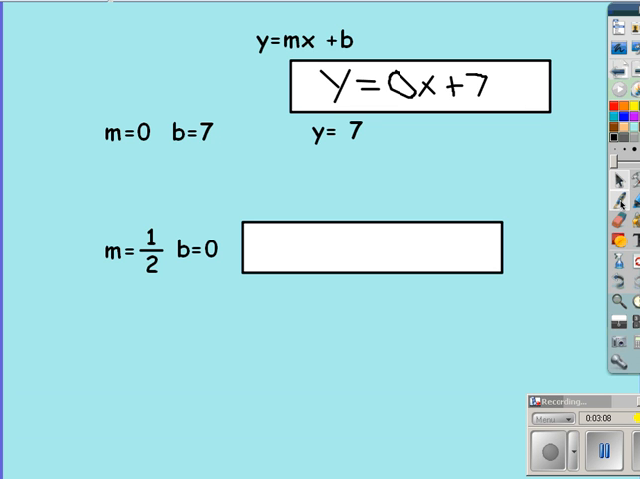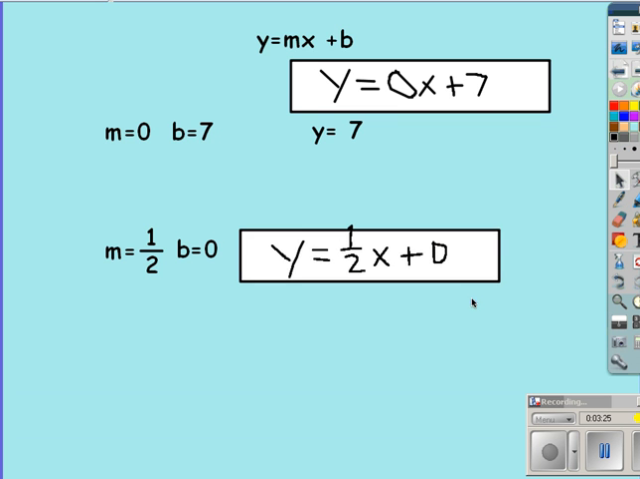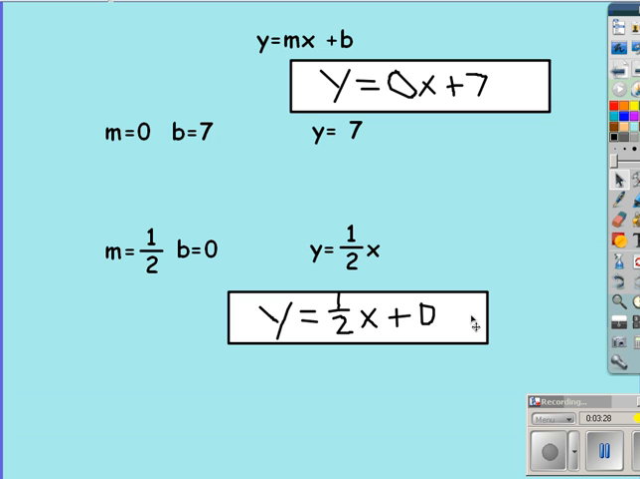On the next one here, m is 1/2 and b is 0. So we can always write it as y equals 1/2 x, because that's my mx, plus 0. That's fine, because really we have 0 there. Or you can just write it y equals 1/2 x, because that plus 0 really doesn't mean anything. We usually cut that off. But it can be put in that place though, as y equals 1/2 x plus 0. So those two forms mean the same thing.